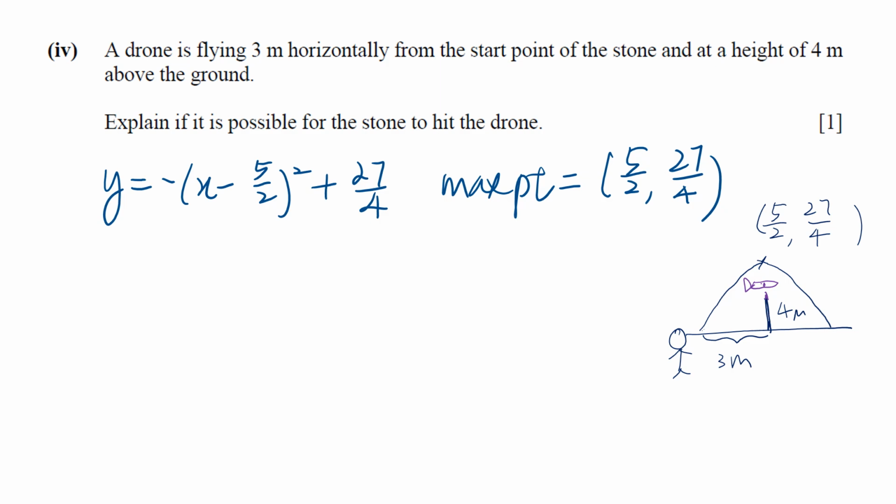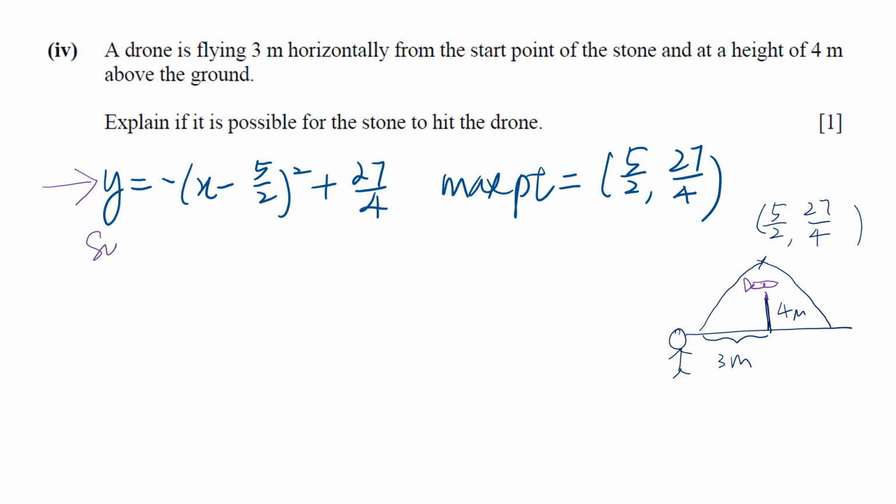So that is your drone. So we want to see if it is possible for the stone to hit the drone. Alright, so what we're going to do is substitute x equals 3 meters into the equation of your stone, and see when it's at 3 meters, what is the height of the stone. If the height of the stone is 4 meters, then of course it hits it, right? Okay, so this is what we're going to do.